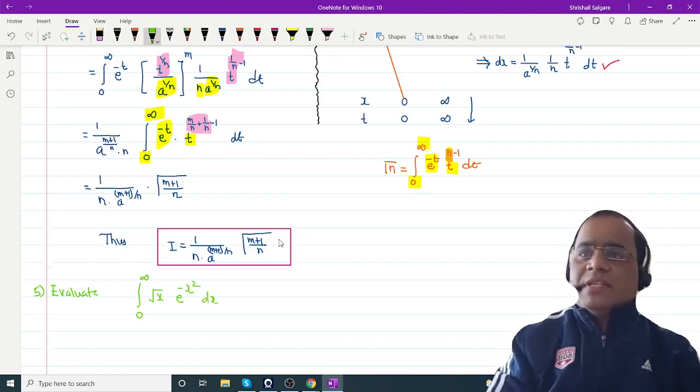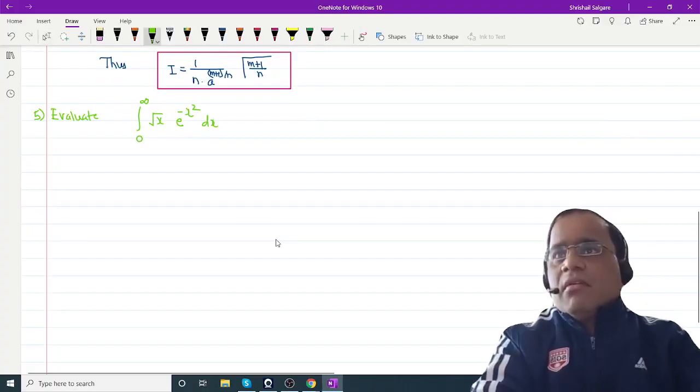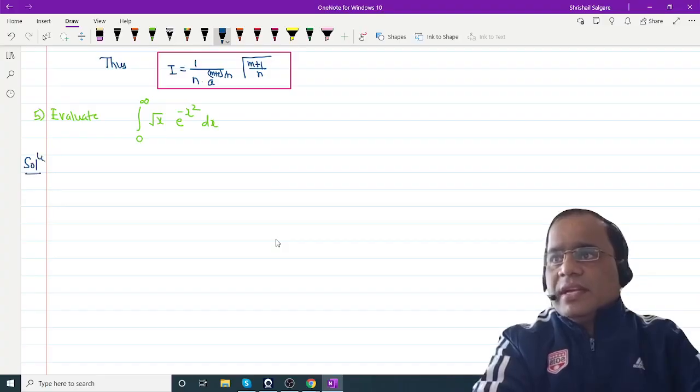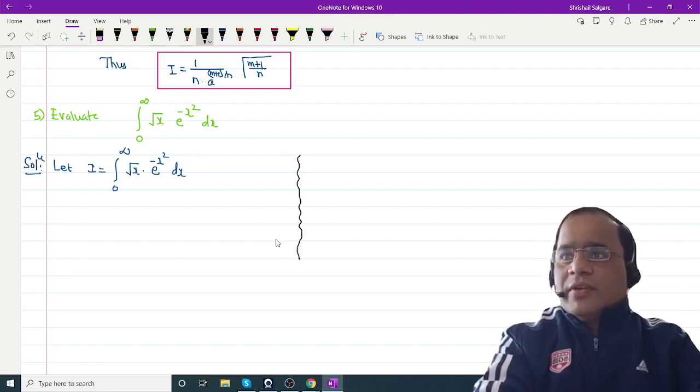So a little bit I will scroll the screen. Okay, this much is sufficient. The first step, I will call the given integral as I. So let I equal the integral from 0 to infinity of root x into e to the power minus x square dx. What is your substitution? Okay, Tanmay, what is your substitution?